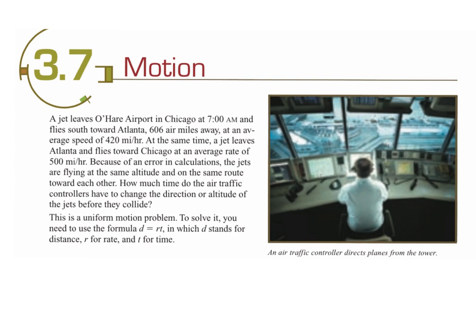Motion. A jet leaves O'Hare Airport in Chicago at 7 a.m. and flies south towards Atlanta, 606 air miles away at an average speed of 420 miles an hour. At the same time, a jet leaves Atlanta and flies towards Chicago at an average rate of 500 miles an hour. Because of an error in calculations, the jets are flying at the same altitude and on the same route towards each other. This is a problem. How much time do the air traffic controllers have to change the direction or altitude of the jets before they collide? This is what's called a uniform motion problem.